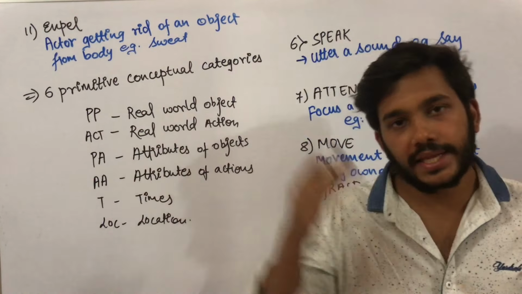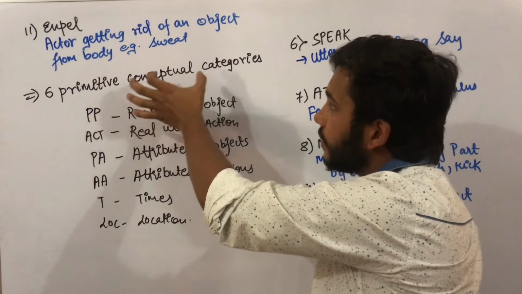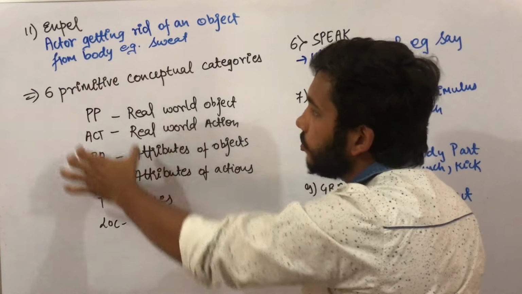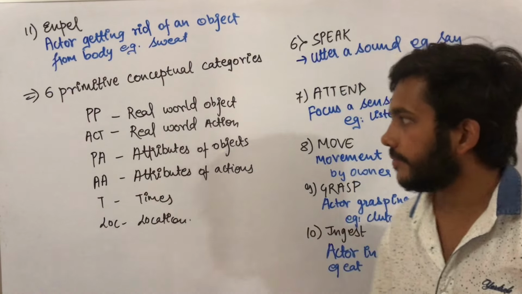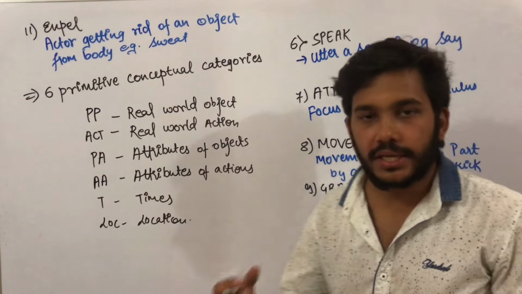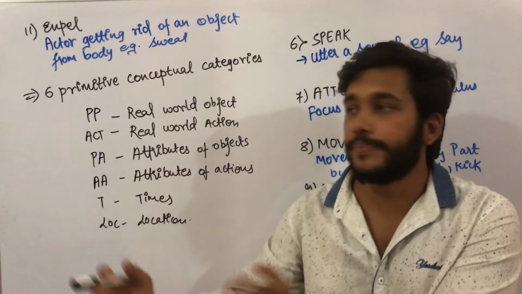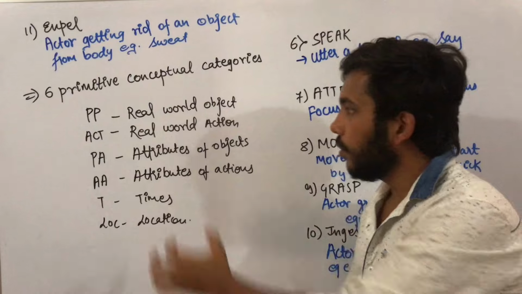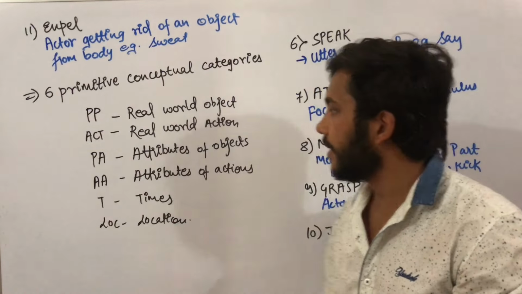What type of action can be present? Now there are 6 primitive conceptual categories. These 11 were the actions, and now these 6 are the categories into which we can divide our statement. PP, objects, real world object. Like, I am speaking, so I, Sanjay Pathak, am a real world object. ACT, real world action. Like I am teaching. I am performing some real world action, that is, teaching.